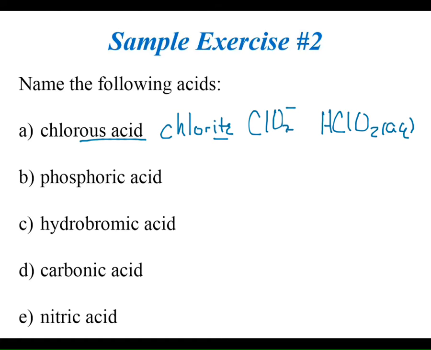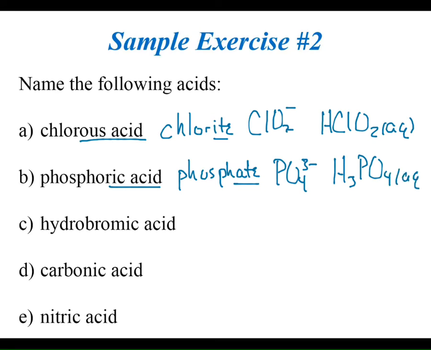Okay, phosphoric acid. Ic acid tells me it came from what? Phosphate. Ic acid to ate, so phosphate. What's phosphate's formula and charge? PO4, 3 negative. Okay. Well, now how many H pluses do I need to balance it out? Oh, if it's 3 negative, I need 3 H's. So H3PO4, and don't forget the aqueous. Okay, your turn. Try the next 3.